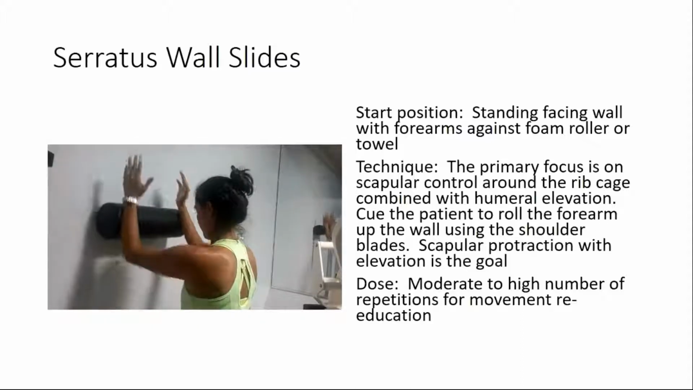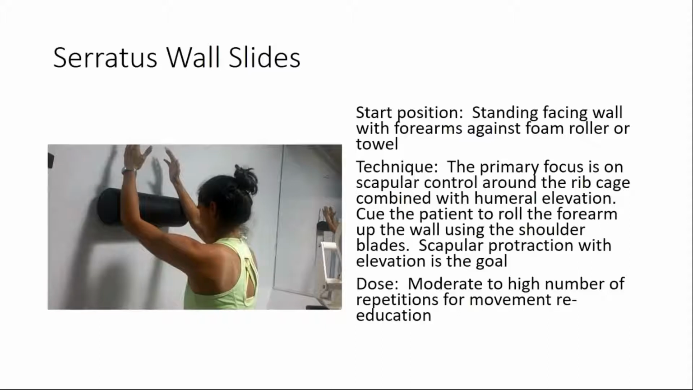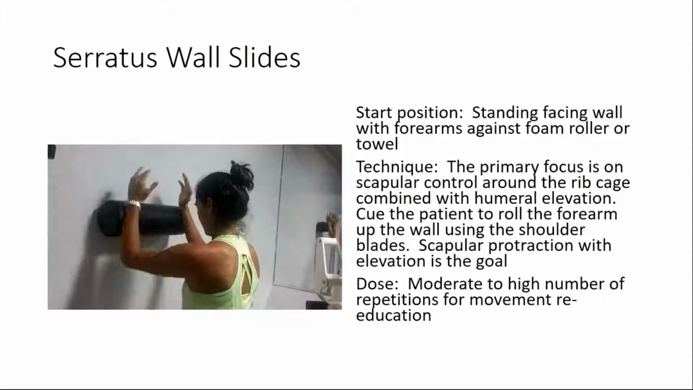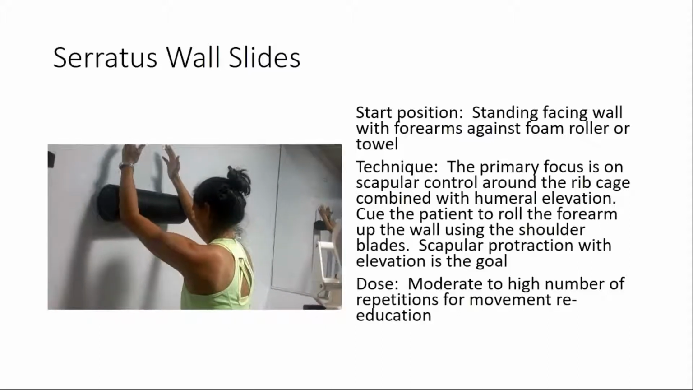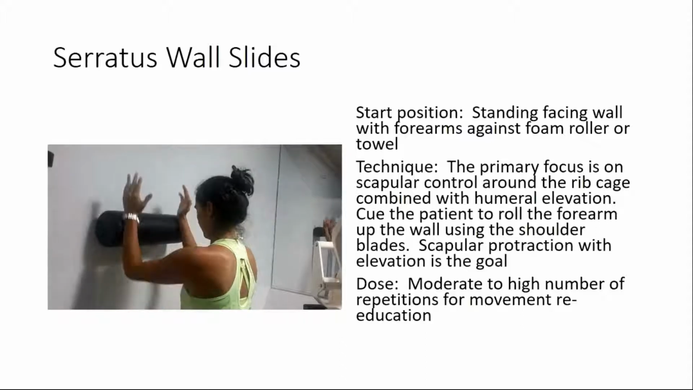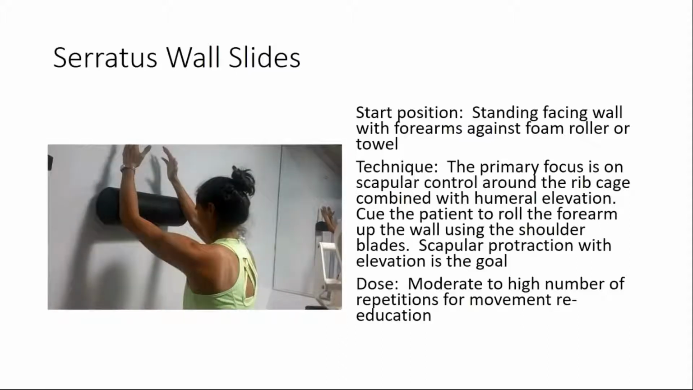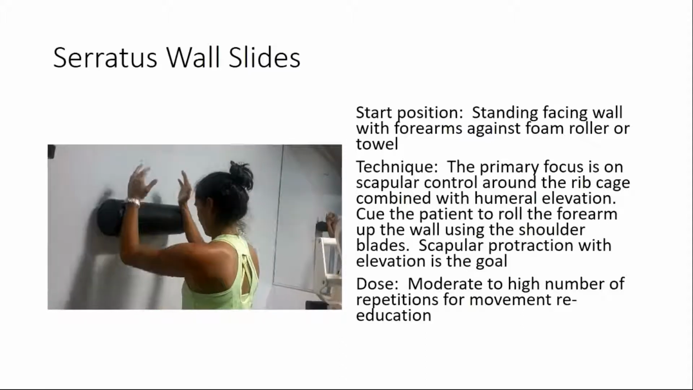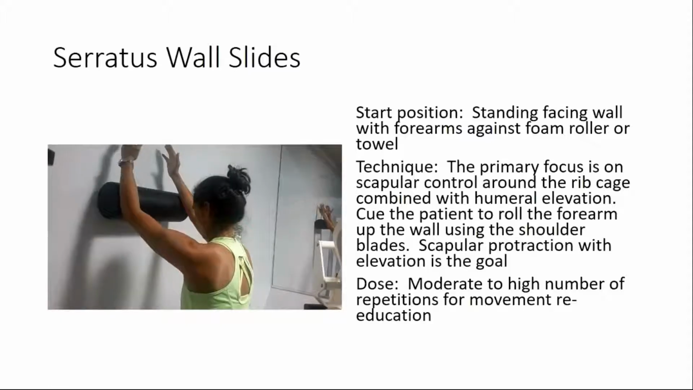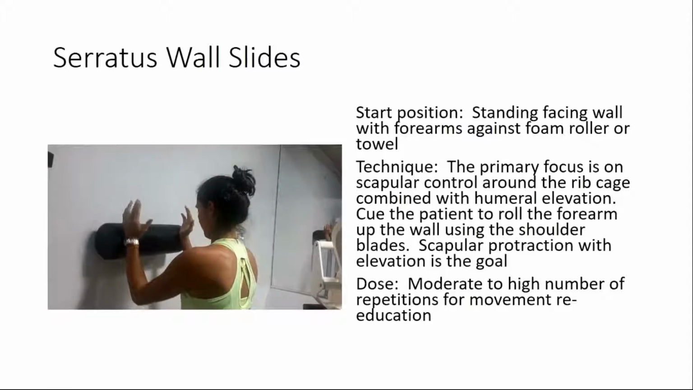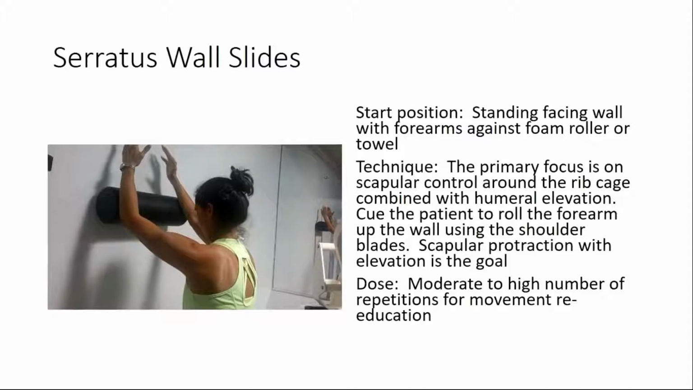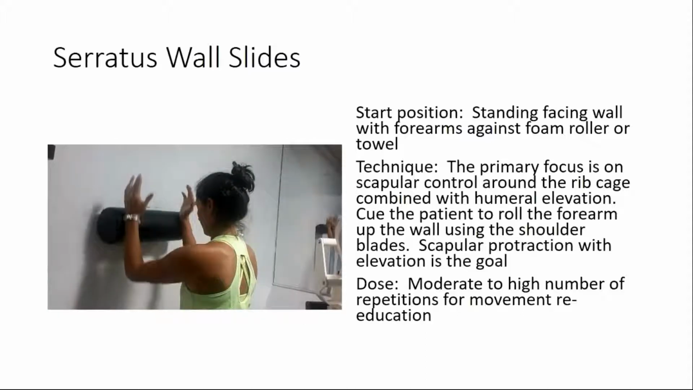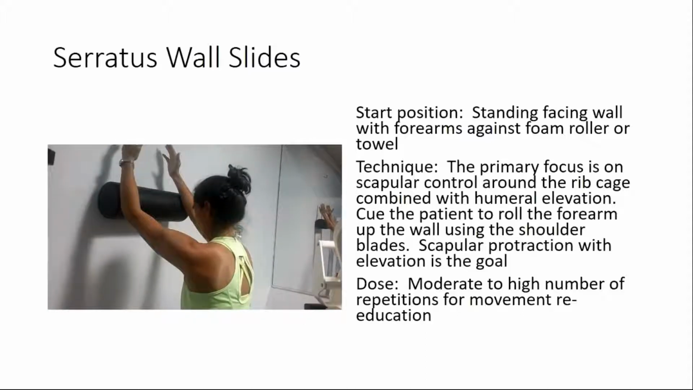Now, if there's good serratus control, she can round that scapula around the rib cage. She elevates with a nice scapula to humeral ratio. And maybe you don't need to do this, but for the people that are struggling with scapular dyskinesia, this is a nice one. So she rolls the foam roller up the wall with her forearms, but the emphasis in the cue is I want you to round your rib cage. I want you to round your back.